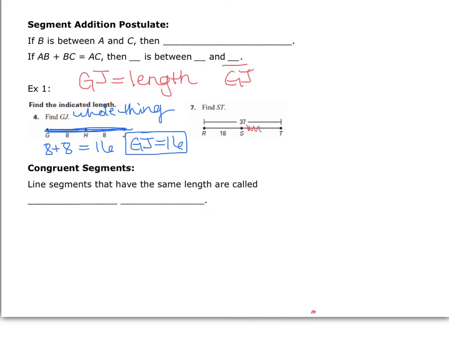Okay, on the other one, ST. So ST is right here. Well, if you look now, all we want is a piece. We have the whole thing as 37. RS has already taken up 18 units, so it wants to know, okay, how much is left? If you go 37 minus 18, you get 19. So here, ST is equal to 19.